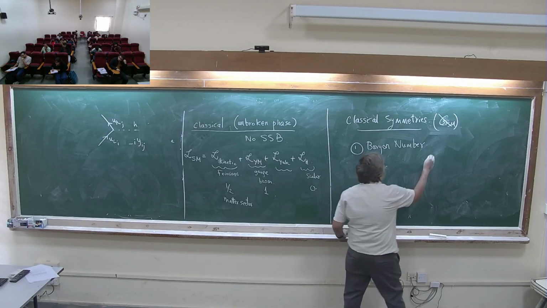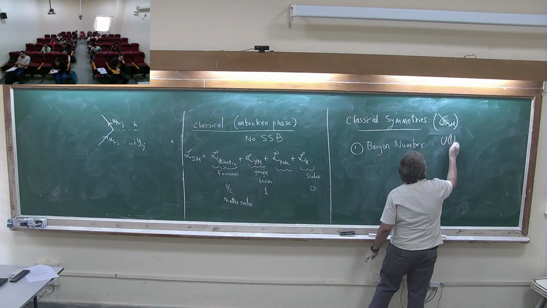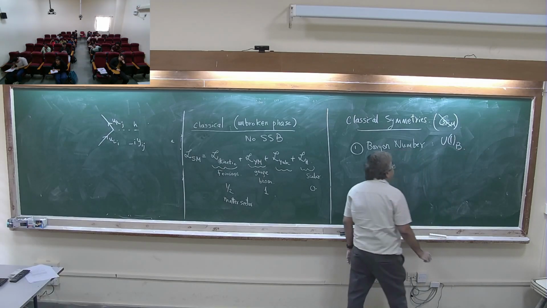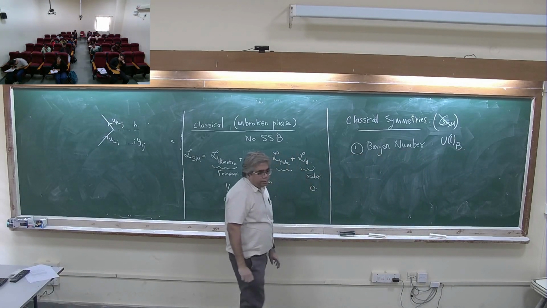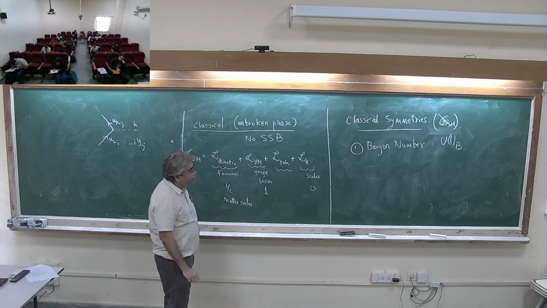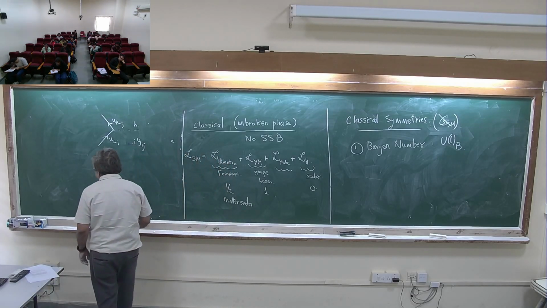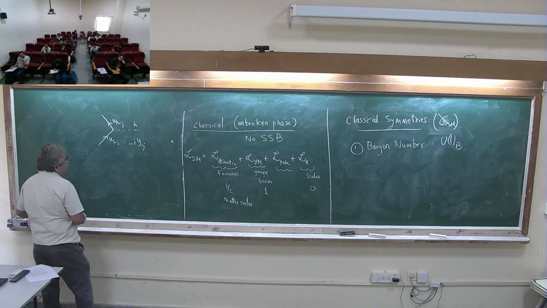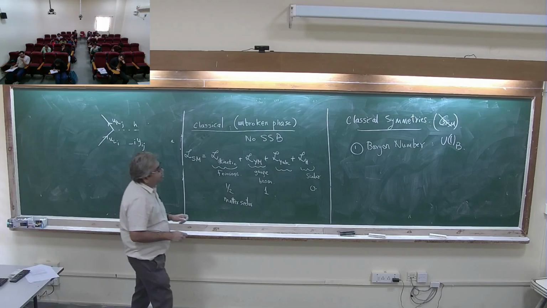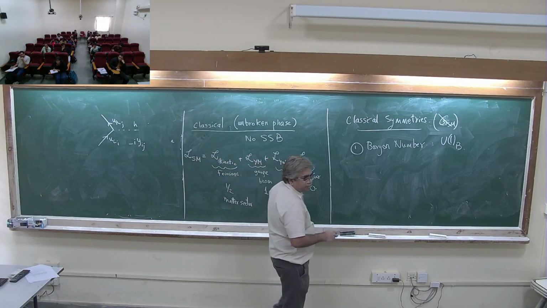So this is U(1). Does it get broken at the quantum level? Anomalous. It's called. At the classical level it's conserved. Sometimes people call it accidental symmetry.